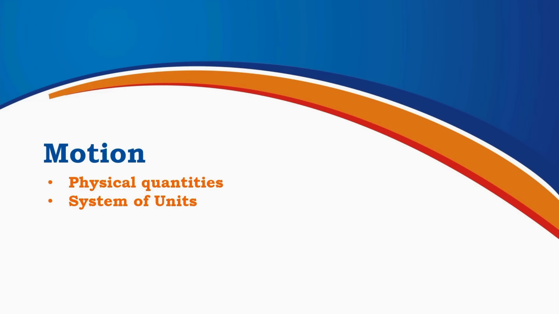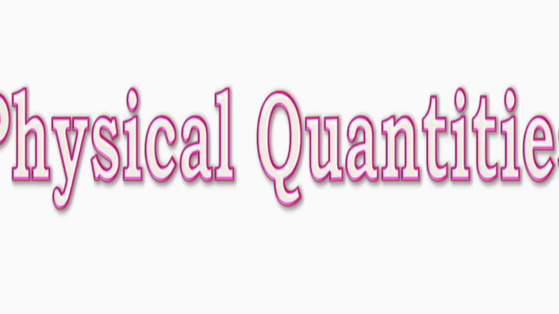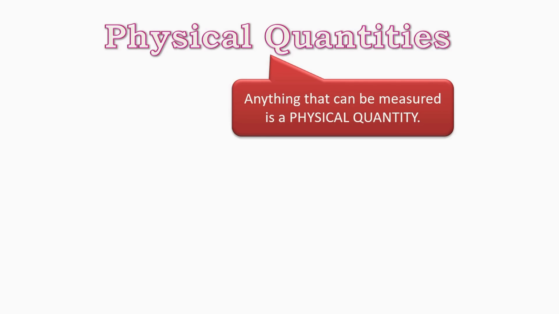Next, we will move ahead in this chapter. We will learn about physical quantities and then understand the system of units used to measure them. Physical quantities. In physics, we often deal with things that can be measured. Such measurable quantities are called physical quantities. Anything that can be measured is called a physical quantity.